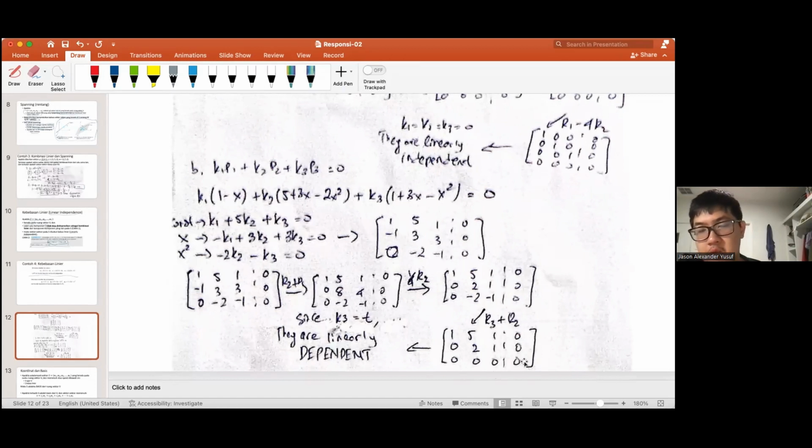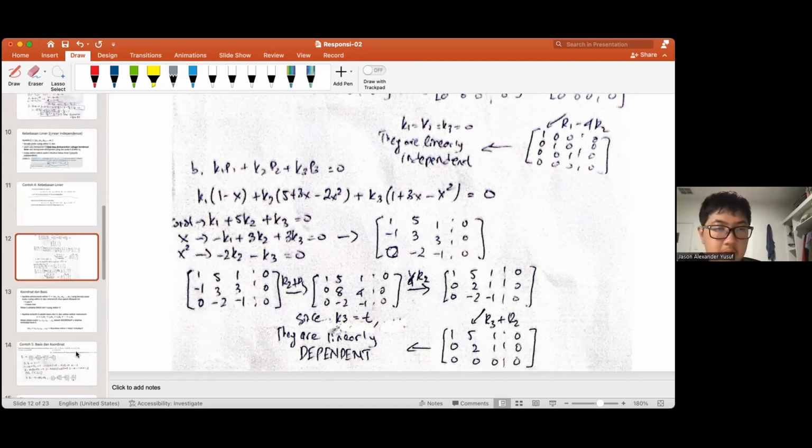Well, you don't have to do a Gauss-Jordan in this case. You can do Gaussian or unfinished Gaussian. If you see the bottom row, it is 0, 0, 0, 0 here. This shows that K3 here has an unlimited number of solutions. That is, not only 0, but it has solutions other than 0. Which means they are linearly dependent on each other. Okay.